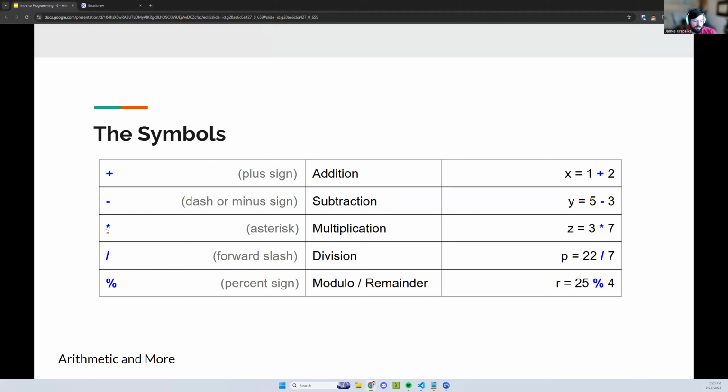So we use an asterisk. Asterisk is how you multiply numbers in code. And then the same thing for division, we use a forward slash.